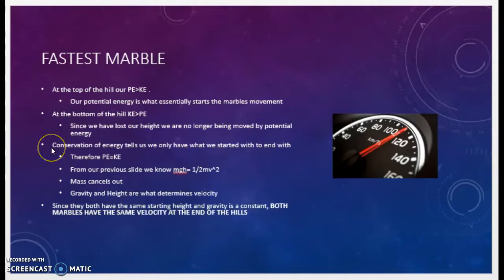Because of this conservation topic in mechanical energy, that means that potential energy from the beginning is going to be the same as kinetic energy at the end. And from our previous slide, this means that mass times gravity times height is going to be equal to half of mass times velocity to the second power. So mass therefore cancels out. Gravity and height are what determine velocity, and since they both have the same starting height and gravity is a constant, both marbles have the same velocity at the end of the hills.